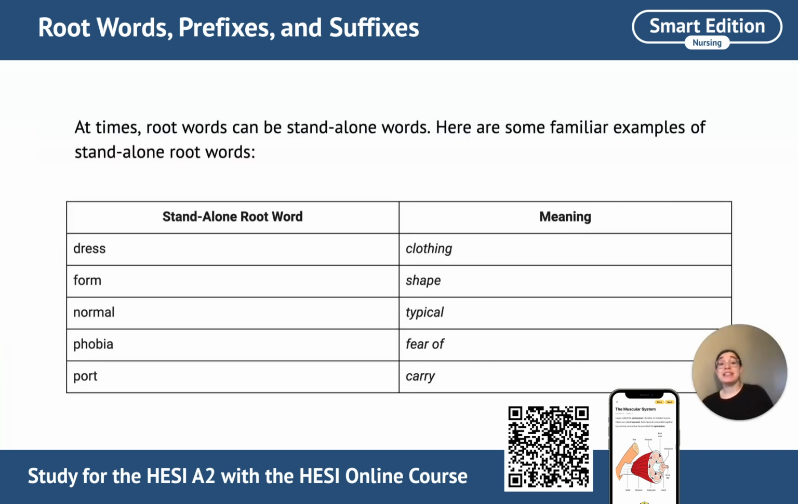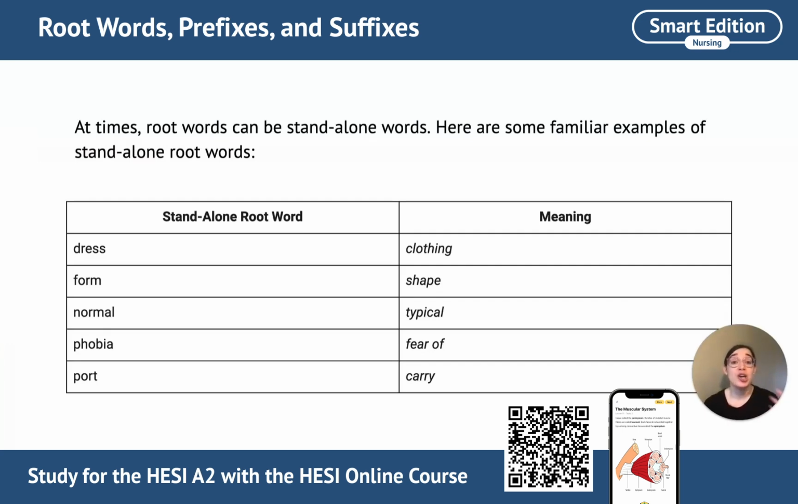Sometimes root words can be standalone words. So this means that by themselves, they are meaningful words in the English language, which can be used in sentences. Here are some good examples. Dress, which means clothing. Form, which means shape. Normal, which means typical. Phobia, a fear of. And then port, which means to carry. So these words have meaning in and of themselves, but they can also be used meaningfully in sentences in our communication.